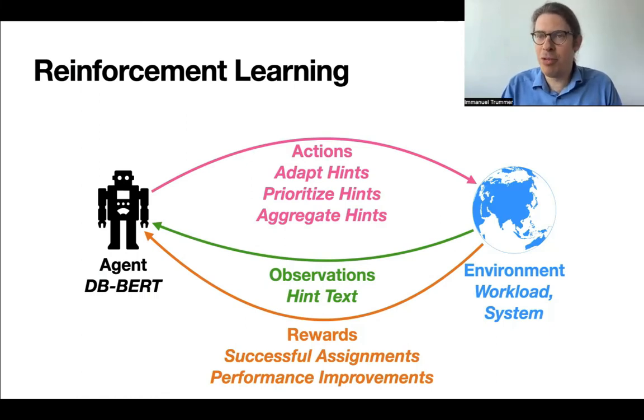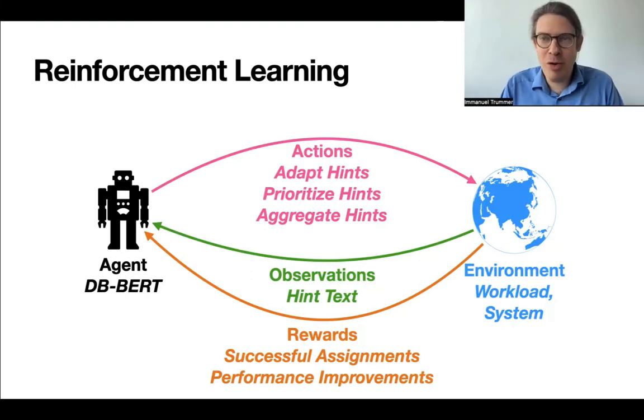The second reward component is proportional to the performance improvements that DB-BERT achieves. So if the tuning metric is, for instance, throughput, then the reward values will be higher if a specific parameter setting maximizes throughput during a trial run. So that's a very high-level overview.